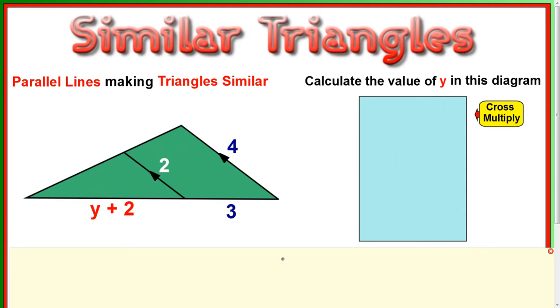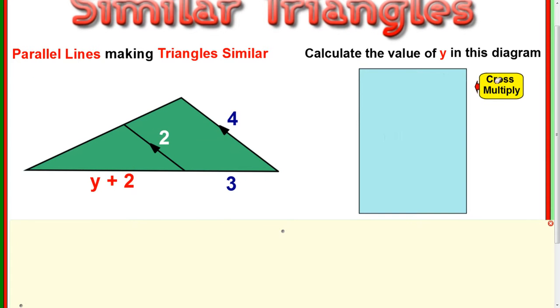Okay, I think it's worth having another wee look at something like that. So again, a wee bit of a step further here, but a very similar idea. We've got a big green triangle, 4 and a 2 and a 3 and a y plus 2. Again, we've got to calculate the value of y. Again, you can see this cross multiply is going to come into effect.